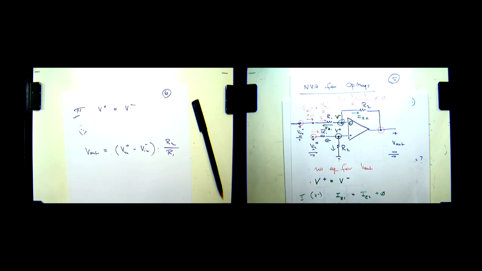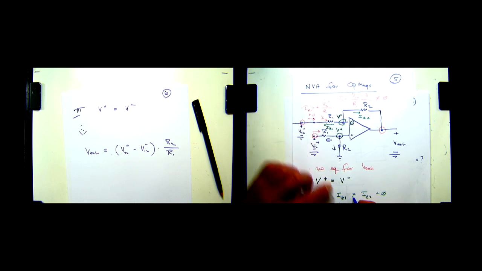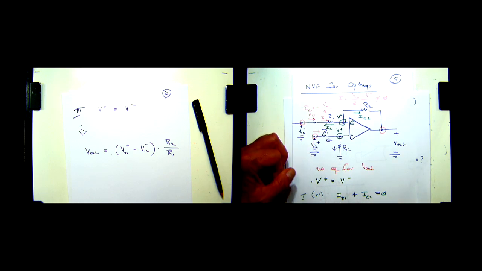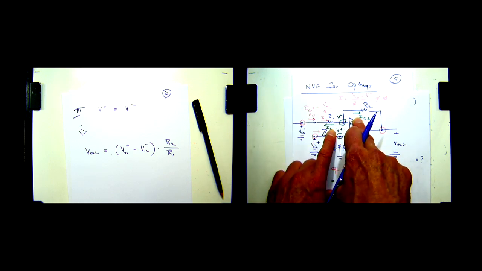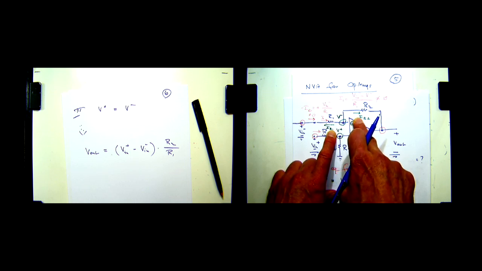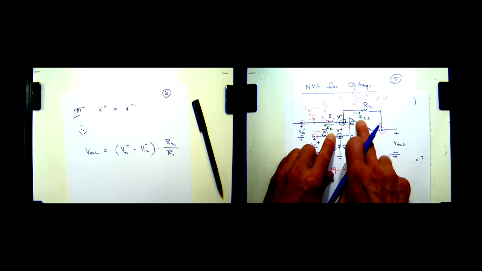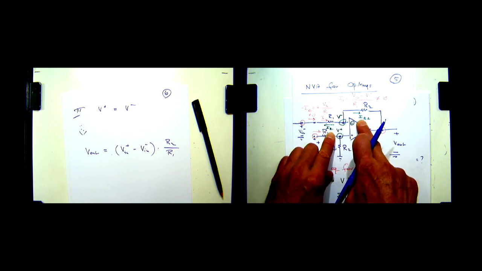So this is wrong here. IR1 plus IR2 is equal to 0. Right? The sum of all currents leaving the node is equal to the sum of all currents entering the node. There is nothing entering the node, so the sum of all currents leaving the node, IR1 plus IR2, is equal to 0 because there is nothing entering the node.